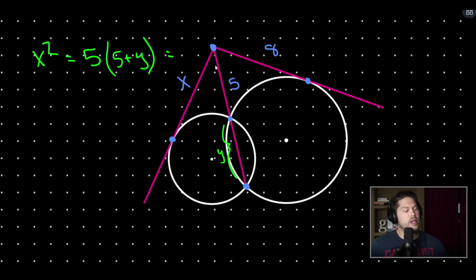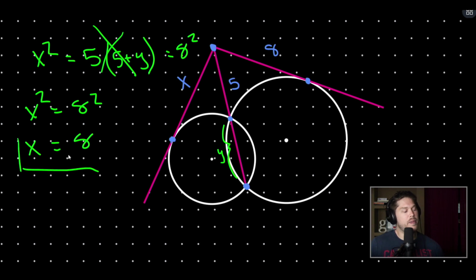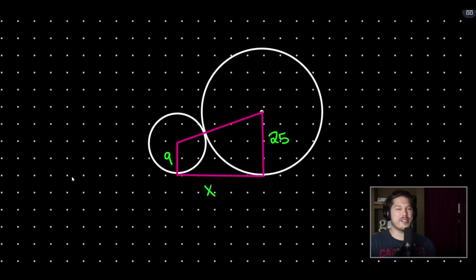But hey, we know that this whole thing must also be equal to 8 squared. Well, therefore, we can cut out the middleman and just say x squared equals 8 squared. And so, hey, x equals 8. Bada bing, bada boom. You are done. X is simply 8. Excellent work. On to the next problem.